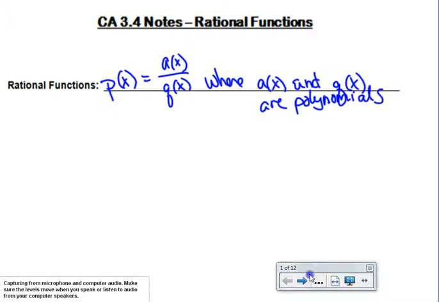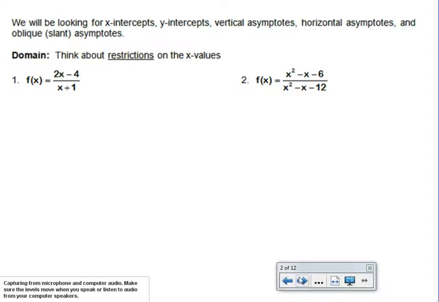And this creates some interesting attributes to a graph. We're going to see horizontal and vertical asymptotes. Sometimes we'll see X-intercepts and Y-intercepts. We also will begin to talk about oblique or slant asymptotes in this section. So they're really loaded sections. It's going to take us a few days to get through it. And there will be a calculator-free quiz coming up where I make you calculate the horizontal, vertical asymptotes, X-intercepts, Y-intercepts, all sorts of things without a calculator.